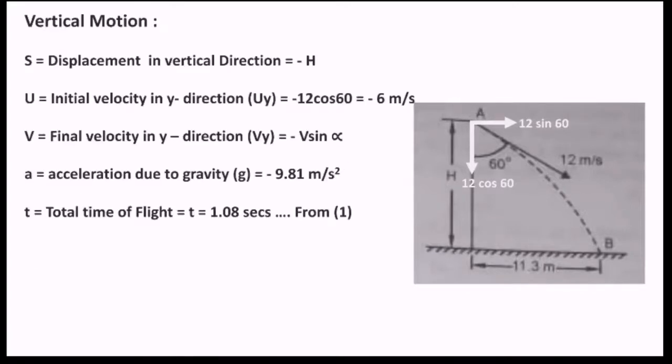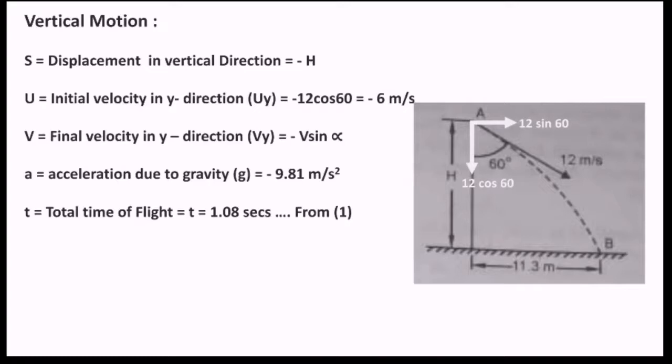For vertical motion we need five parameters, that is S, U, V, A and T. S means the displacement in vertical direction from the initial point to the final point. Again you can see from the diagram the vertical distance between point A and B in vertical direction is given to us as h. And now because it is coming from A to B, that is from top to bottom, I will take it as minus h.